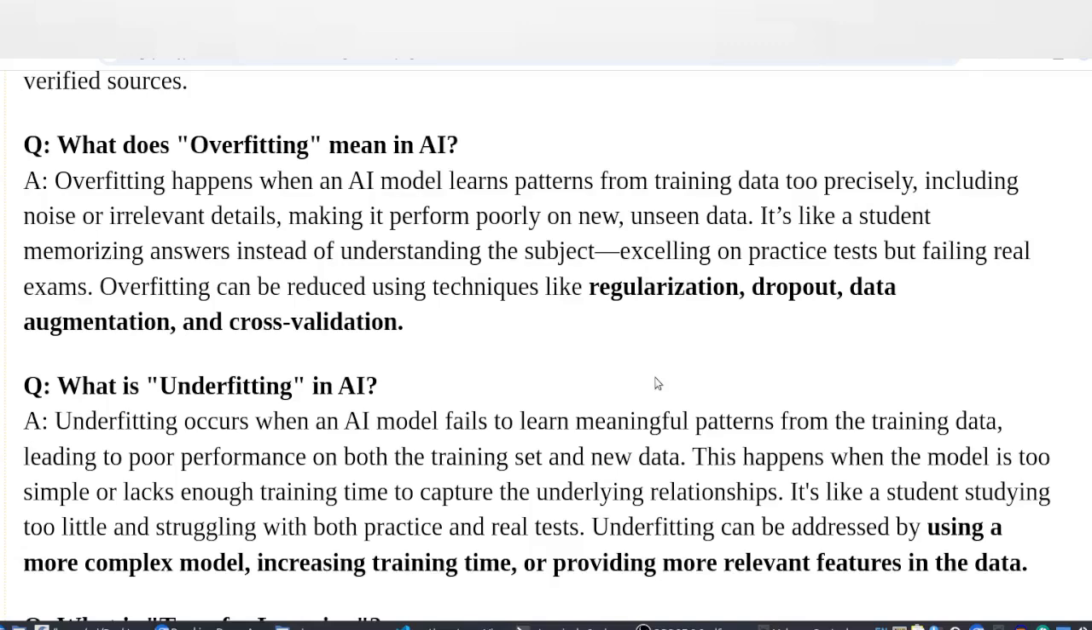Okay, and then what is underfitting? Underfitting occurs when an AI model fails to learn meaningful patterns from the training data, leading to poor performance on both the training set and new data.